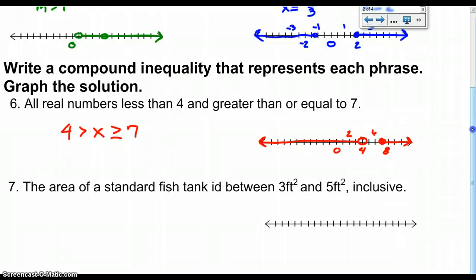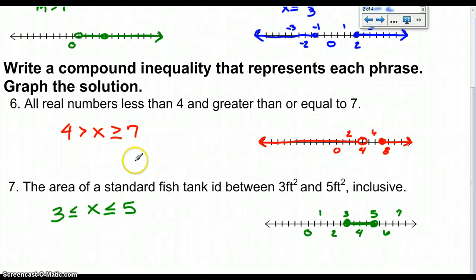Okay, I want you guys to pause this again and do number 7 on your own, and then we'll come back and make sure we have the same answer. Okay, I'm back, and you can see what I did. The word that you guys might not have known is inclusive. And inclusive means it includes those two numbers. So that's why I have closed circles here.